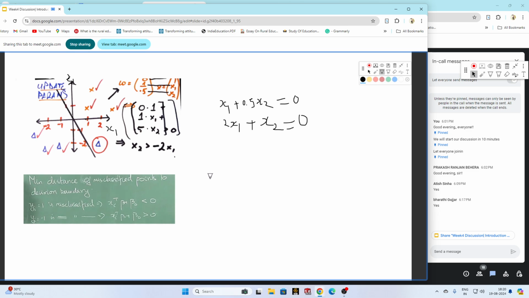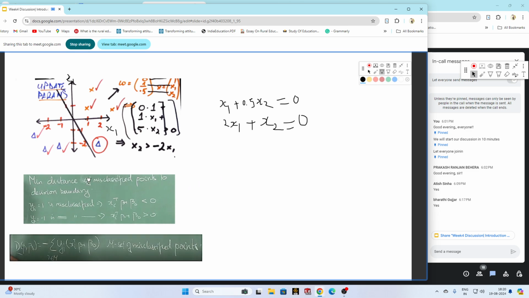Now, this is the thing from your classes. What happens is we have two types of data point. The data points over here are crosses, and the crosses we classify as yi equals 1. The triangles we classify as yi equals -1.